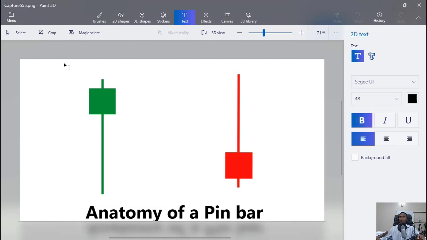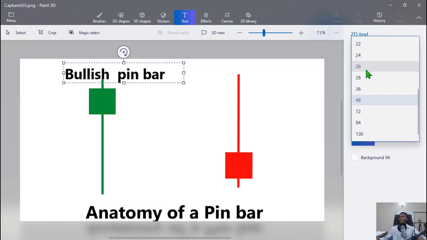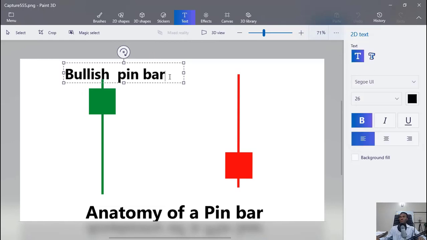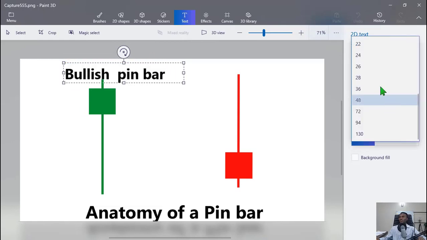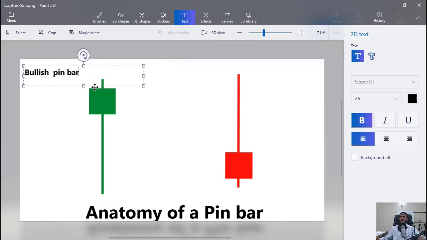I have one on the left-hand side as the bullish pin bar. Whenever you figure this out on the chart, you should know it's a bullish pin bar. It's a very, very powerful signal bar you need to understand. And then the one on the right-hand side is the bearish pin bar.